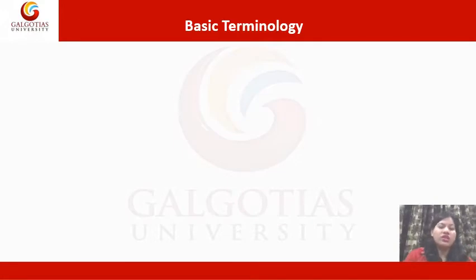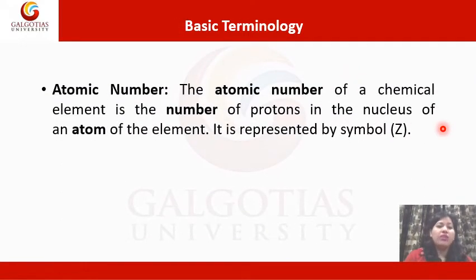In atomic structure, first we discussed the basic terminology, that is, what is atomic number? The atomic number of a chemical element is the number of protons in the nucleus of an atom of the element. It is represented by the symbol Z.